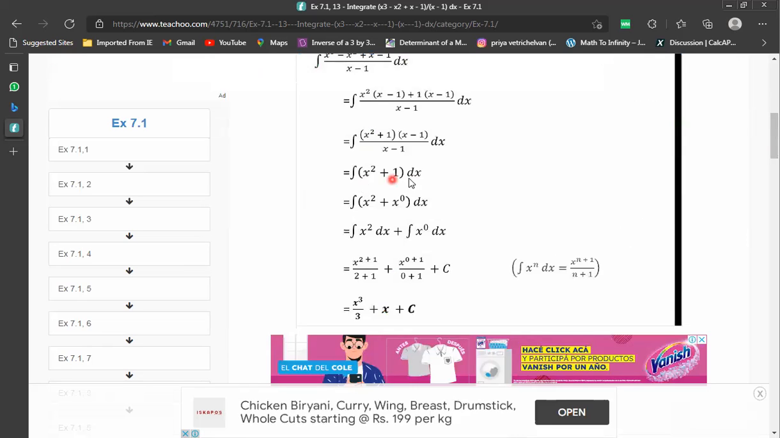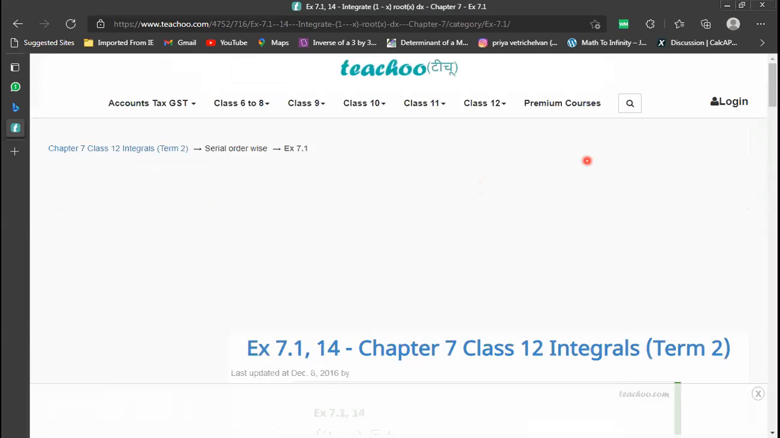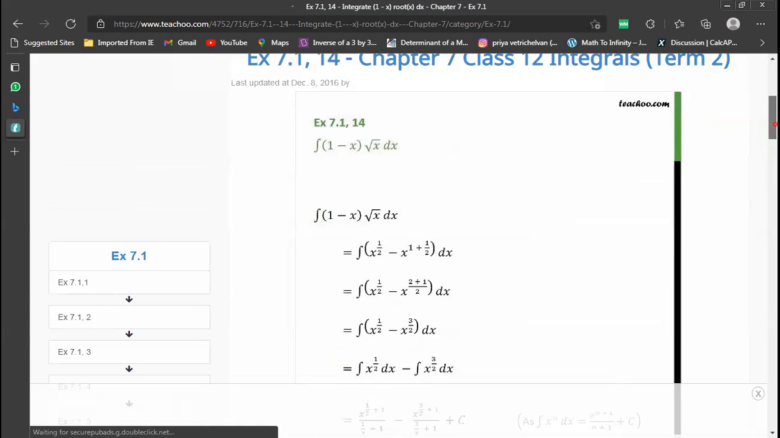So now we have to integrate this. When you integrate, x square will turn into x cube upon 3, and the integration of 1 is nothing but x. At last, you have to include plus c as the integral constant because it is an indefinite integral. Okay, we'll move to the next question.